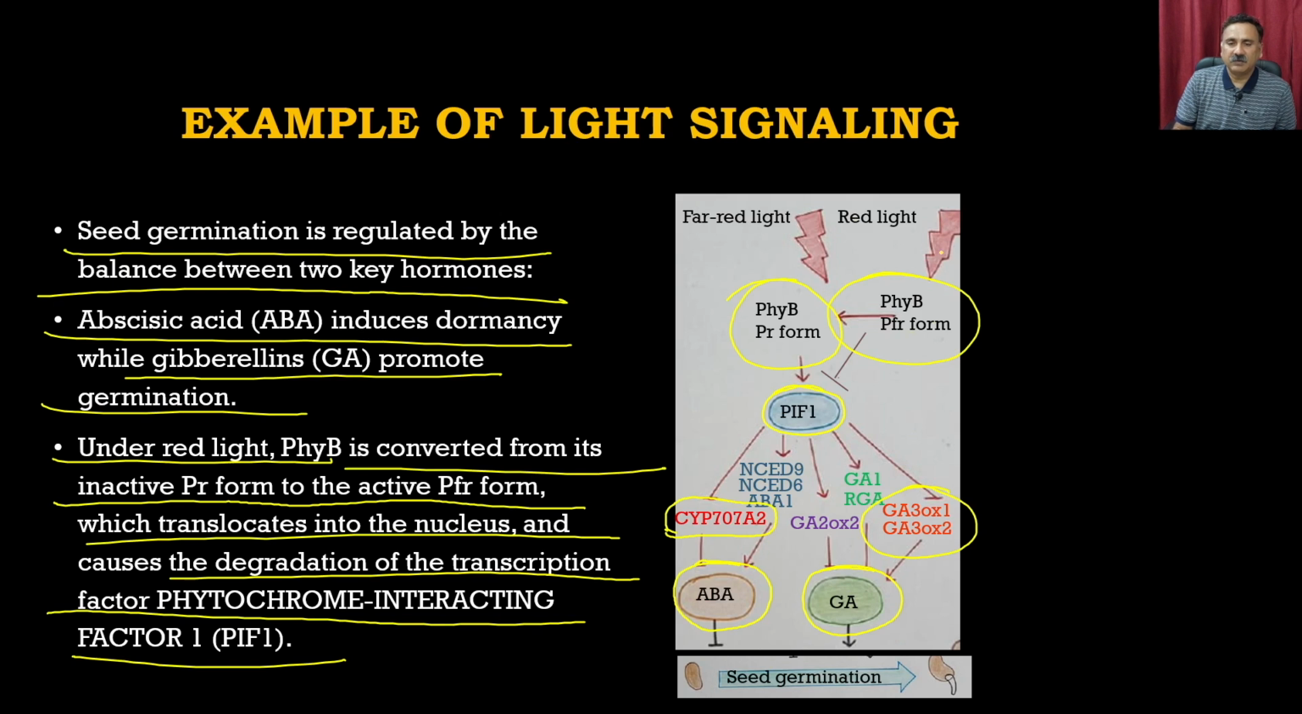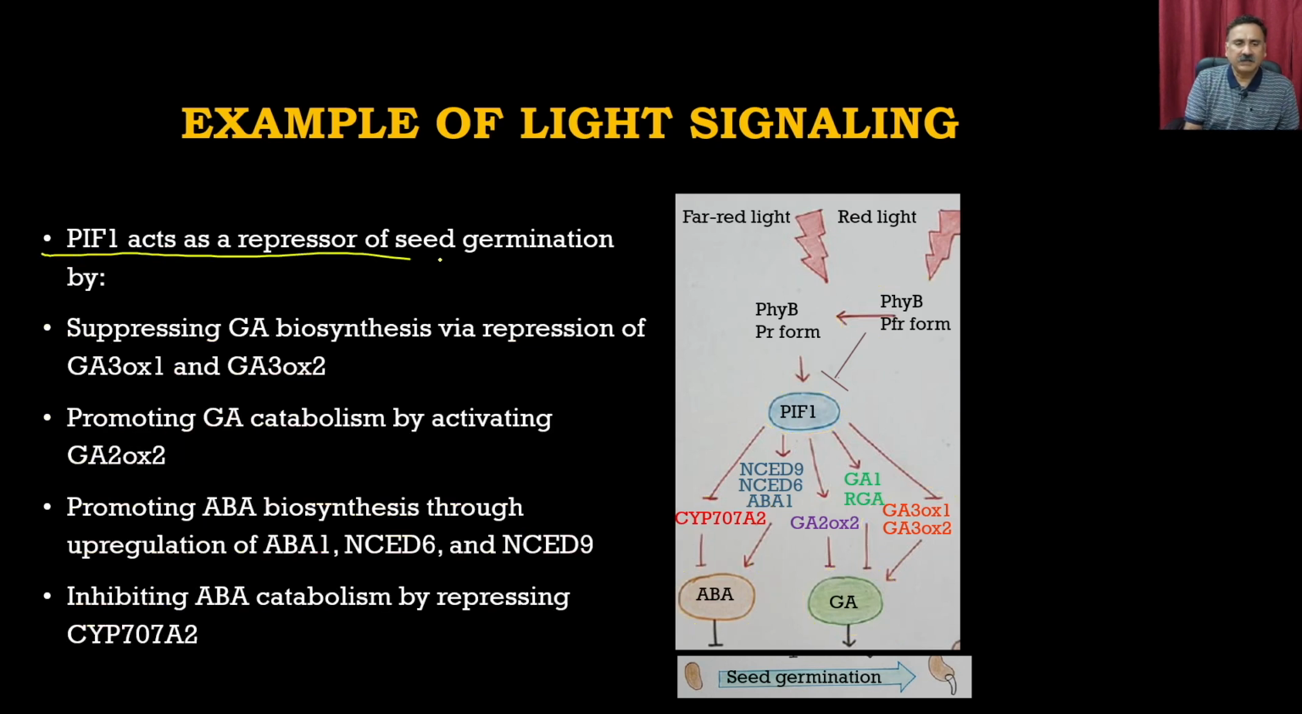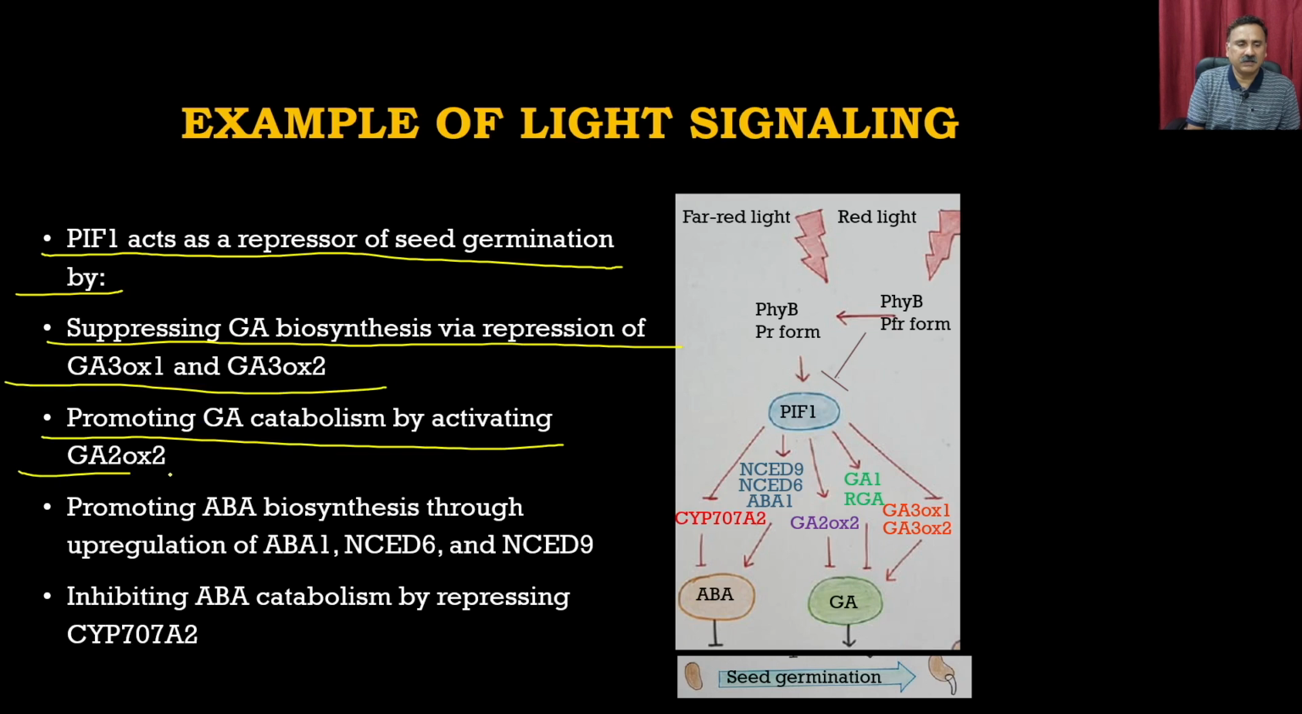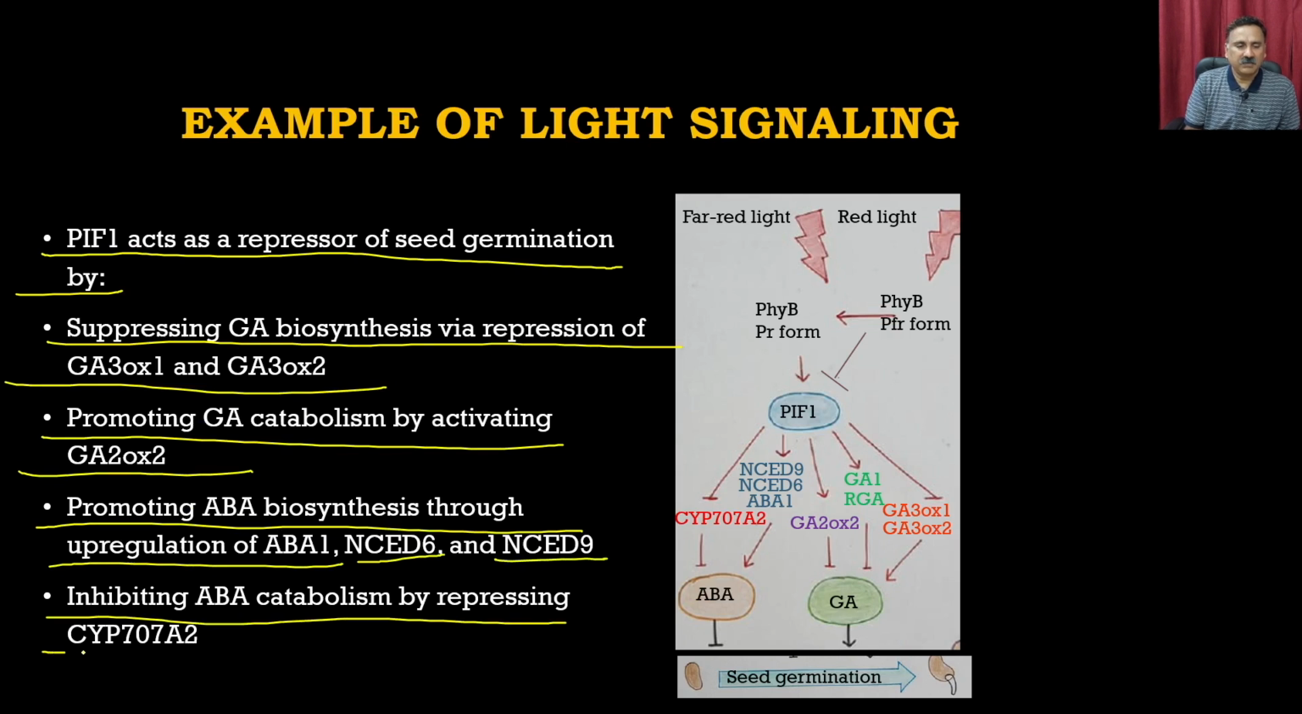But at the same time, when there is the red light, that red light is going to be absorbed by phyB, and it is going to form the Pfr, and that is going to inhibit the whole reaction. And that's how there is a fine control of the light induced seed germination. So PIF1 acts as a repressor of the seed germination by suppressing the GA biosynthesis and promoting the GA catabolism, and promoting the ABA synthesis through upregulation of ABA1, NCED1, and inhibiting ABA catabolism, right?